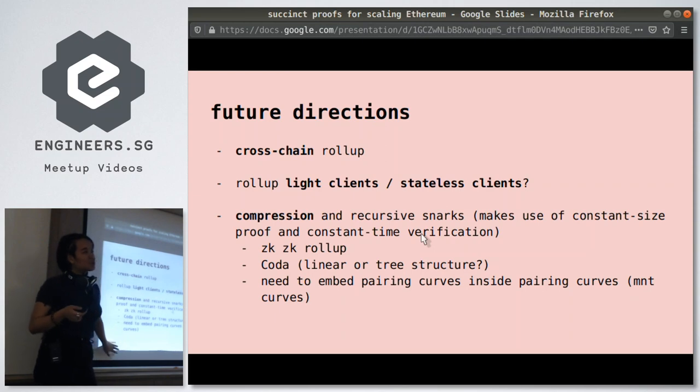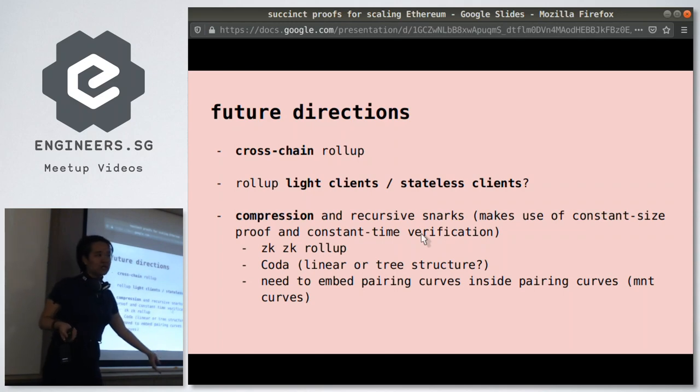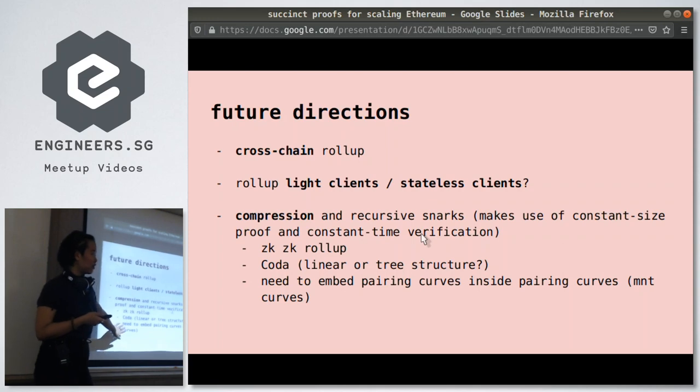Recently, Zcash came up with a construction called Halo. Halo is supposed to be recursive ZK SNARKs, but their paper doesn't have any proofs yet. So the construction is there, but the proofs have not been done yet. But definitely a lot of people are looking into this at the moment.